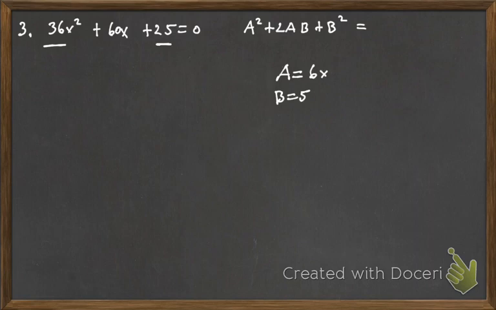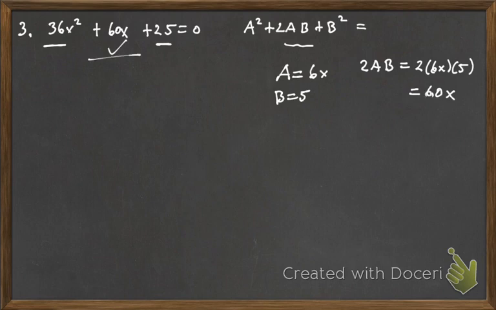The question is the middle part, the 2ab, is that 60x? So we're going to verify that that's the case. So this would be 2 times 6x times 5, and that in fact is the 60x, excuse me. That is the 60x over here in this problem, so that tells us it's a match, and so this is going to factor into a plus b quantity squared, or we could write out 2 of them.